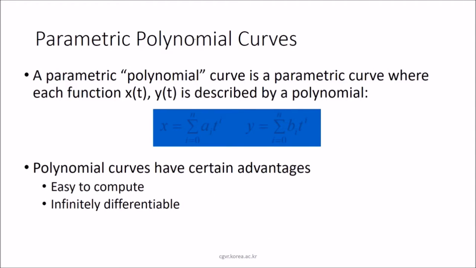So in parametric polynomial curves, a parametric polynomial curve is a parametric curve, which means you have a certain parameter which defines this curve, where each function x(t) and y(t) is described by a polynomial given by this expression: x is equal to sigma a_i t to the power i, y is equal to sigma b_i t to the power i, where i varies from 0 to n. So polynomial curves have certain advantages. First, they are easy to compute, and then they are infinitely differentiable.